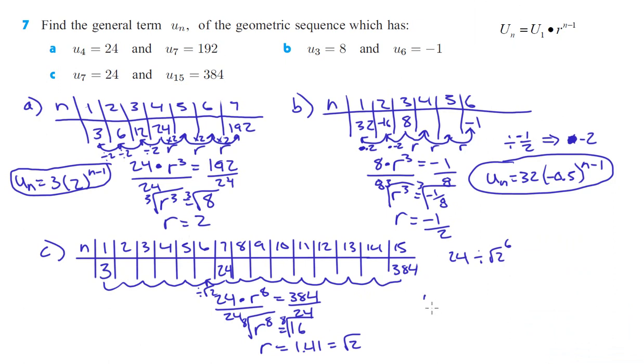Okay, so then that means we get u sub n equals the first term, which is 3, all times the rate, which is the square root of 2, all to the n minus 1 power. Okay, so that would be what C is. All right, moving on to the last problem here.